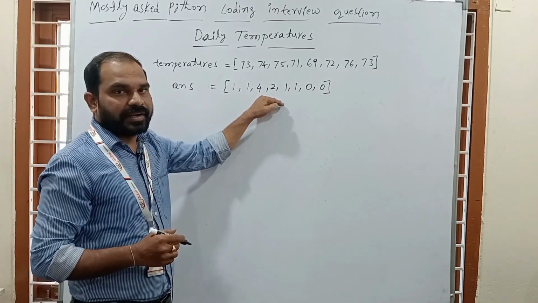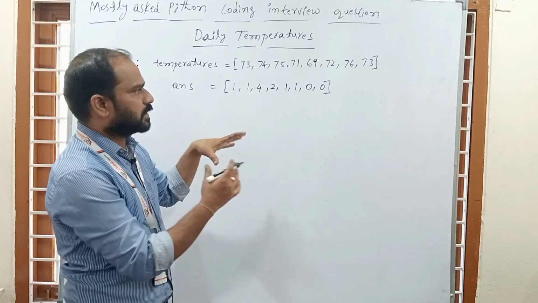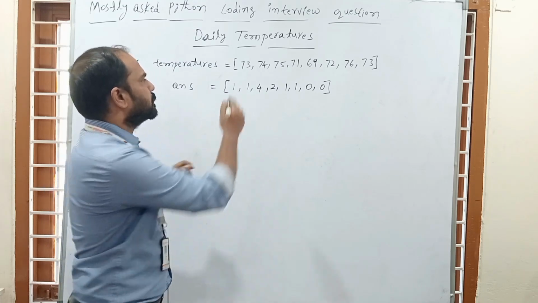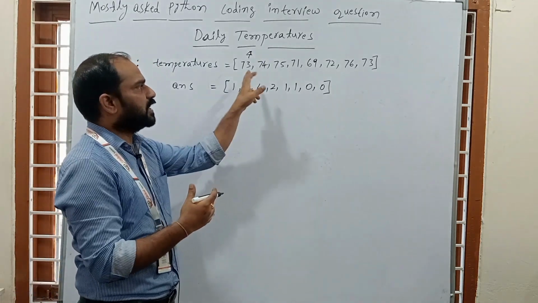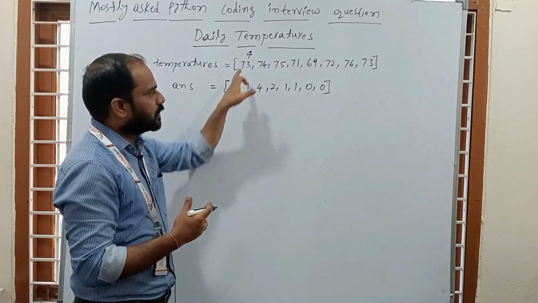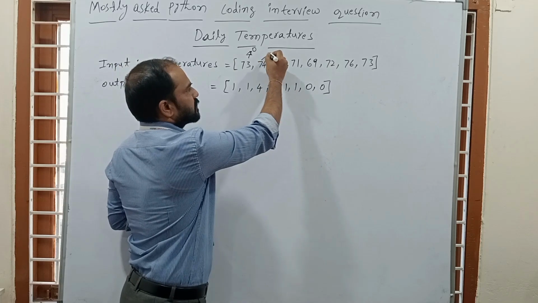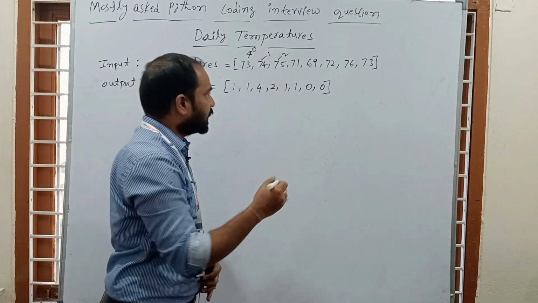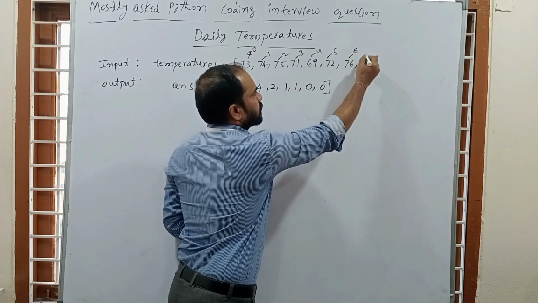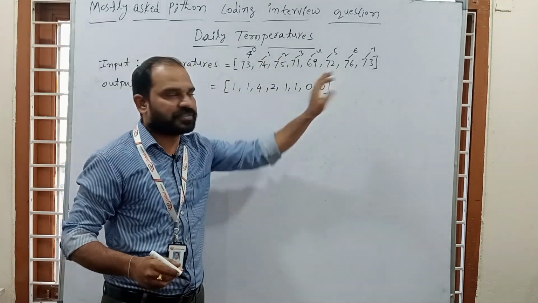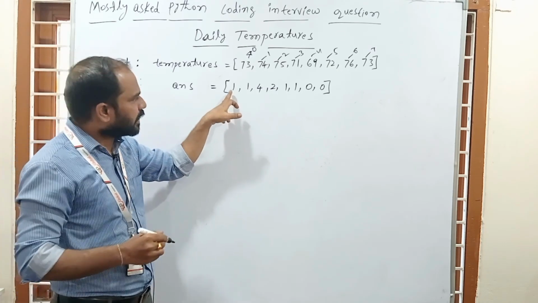If you observe the output array, the answer, we have index numbers. There is a relation between the index numbers of the input and the output. Observe this: the index number of 73 is 0 and the index number of 74 is 1. Like this I am writing all the index numbers: 2, 3, 4, 5, 6 and 7. These are the index numbers of the elements in this array. We have written 1 in the answer array.